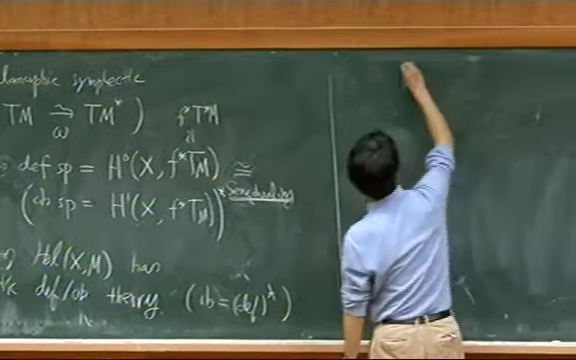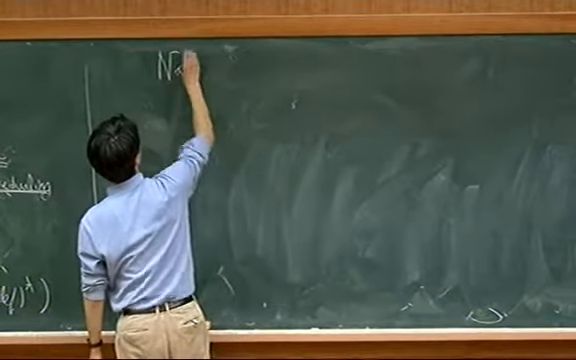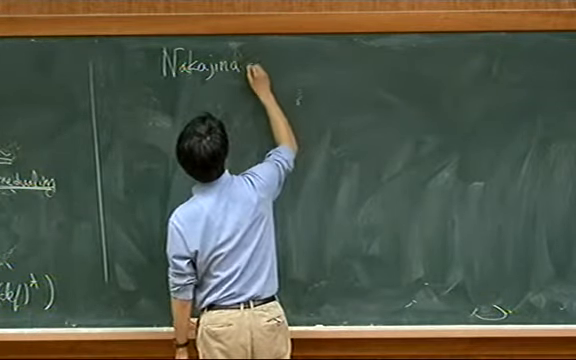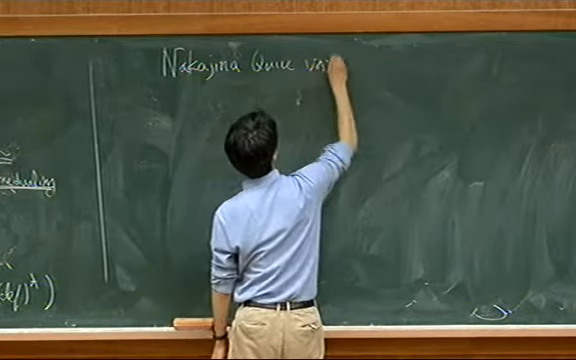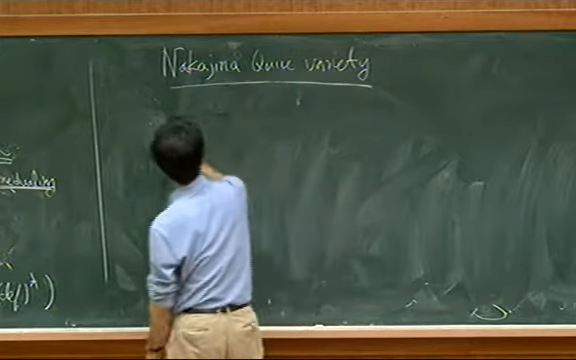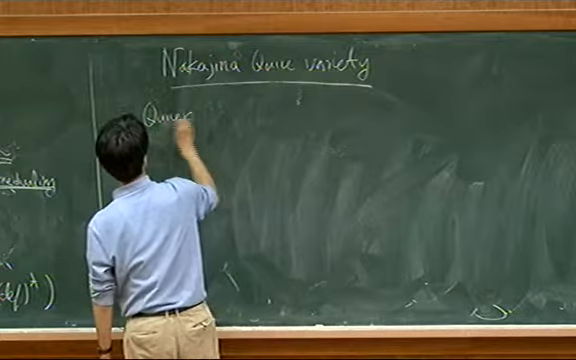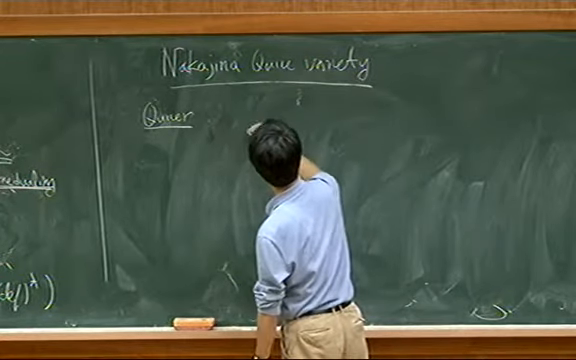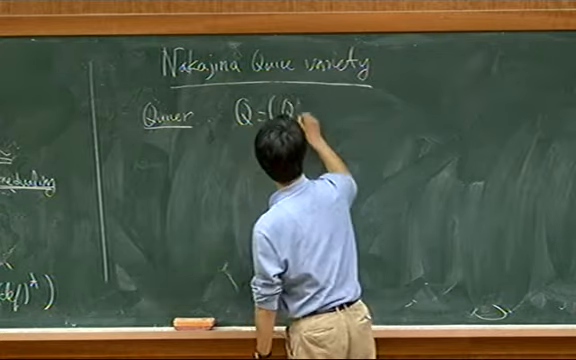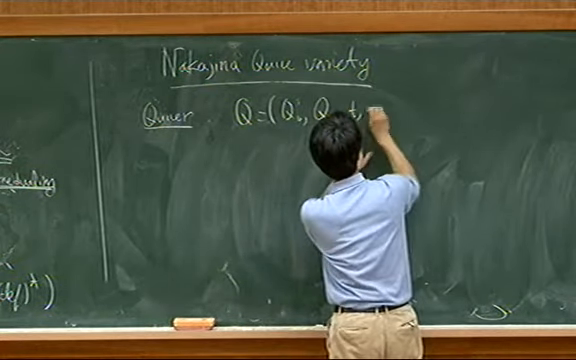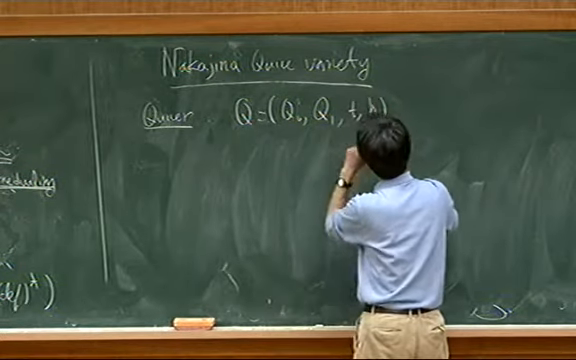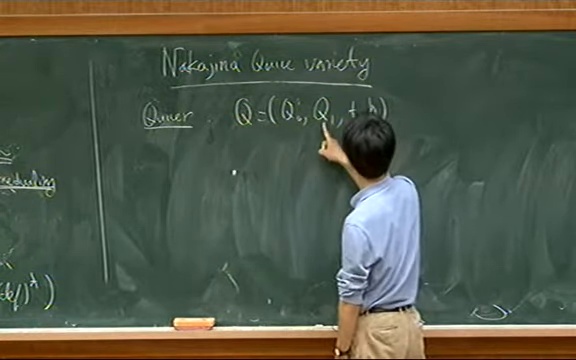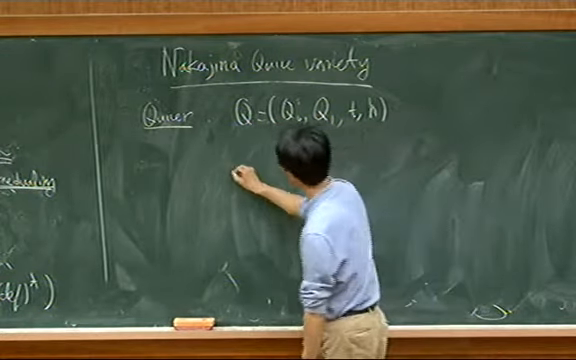Many holomorphic symplectic quotients can be obtained from Nakajima's quiver varieties, actually. To define it, let's first talk about quivers. A quiver Q has data Q0, Q1, and the tail map and head map. So this is a collection of vertices, together with the tail map and head map. Let's see an example.